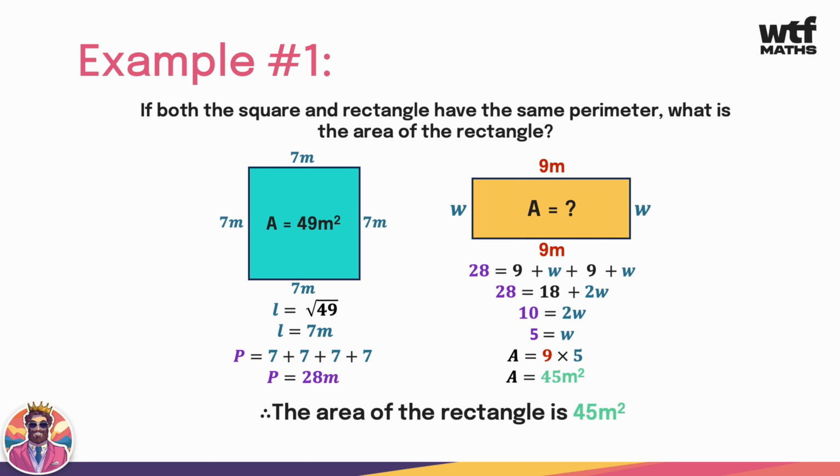So in this example, we were given an area, we worked backwards to find a length, we used that length to find a perimeter, and then we were able to solve an equation to find an area. So there's a lot of steps involved, but hopefully you're able to follow the process.